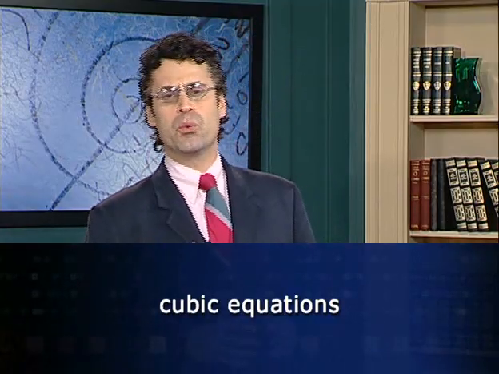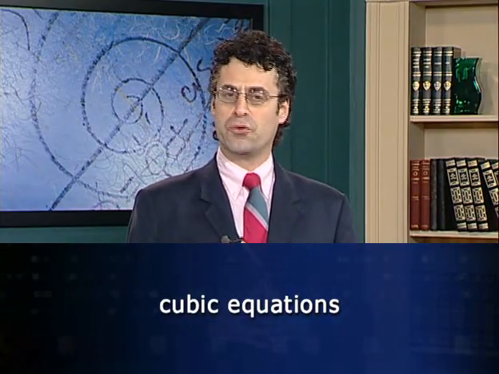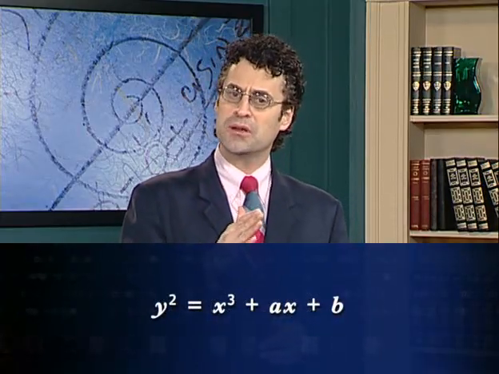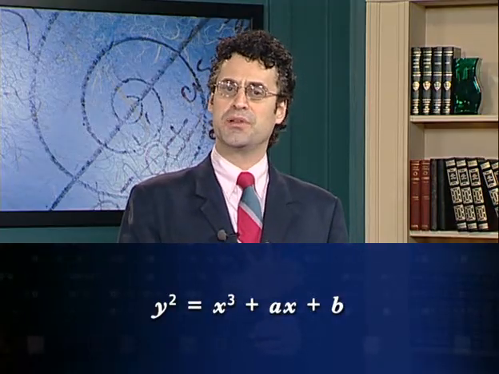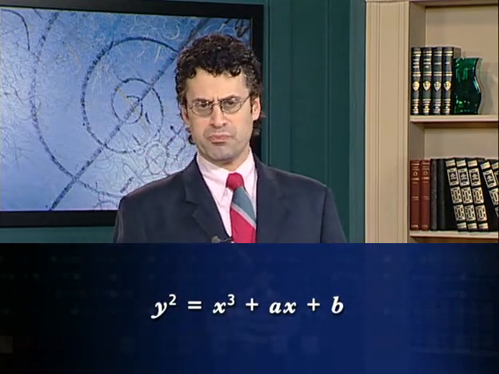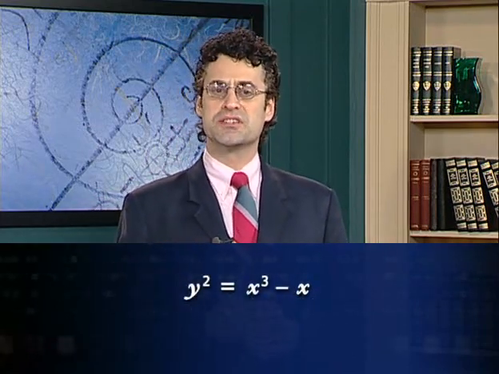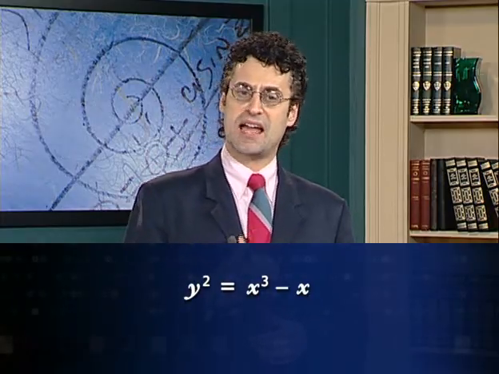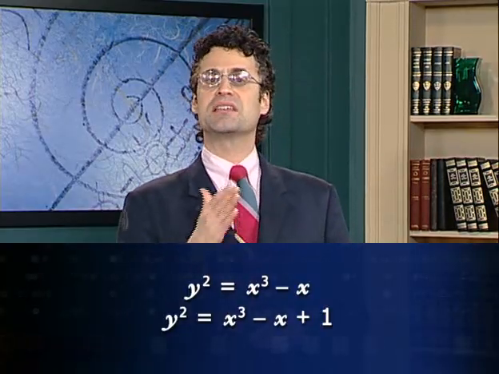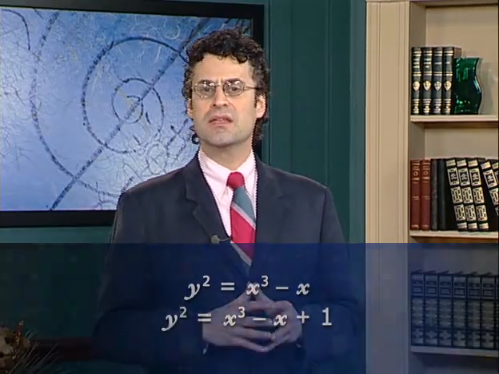Now, the equations that we'll consider all have the general form y squared equals x cubed plus a times x plus b for fixed given integers a and b. So, for example, we'll study y squared equals x cubed minus x, and also y squared equals x cubed minus x plus 1. These equations describe curves that can be graphed in the coordinate plane, just as we graph the unit circle and other conic sections.